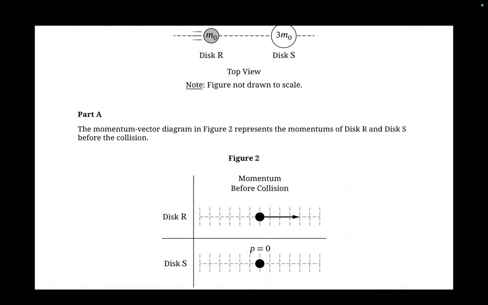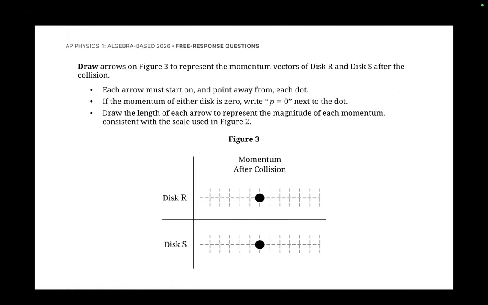The momentum vector diagram in figure 2 represents the momentums of R and S before the collision. So R has 4 units of momentum to the right, and that is actually equal to m naught v naught. And then disk S has no momentum, and we are asked to draw arrows on figure 3 to represent the momentum vectors of R and S after the collision. Okay, perfect. So disk R is, after the collision, going to be moving to the left at half its original speed, so it should have half the amount of momentum to the left. So we'll draw an arrow that is 2 units, which is half of 4 units, to the left.